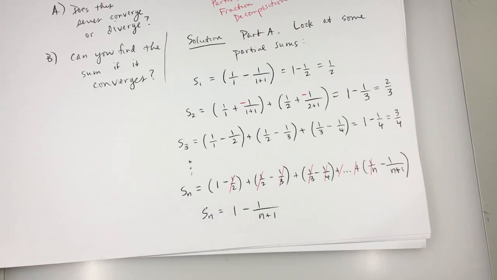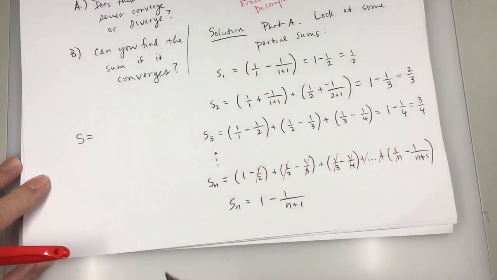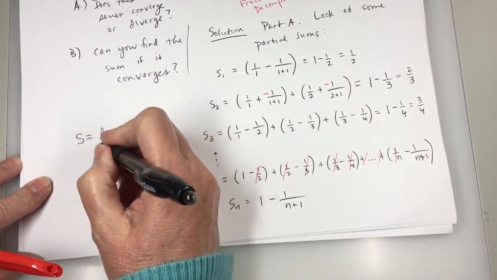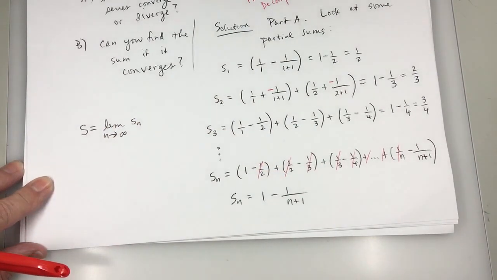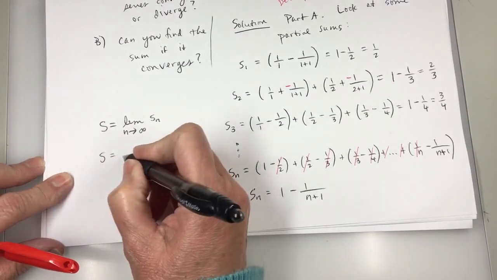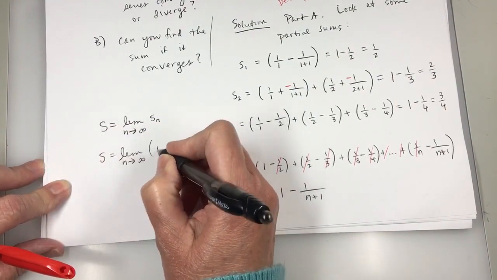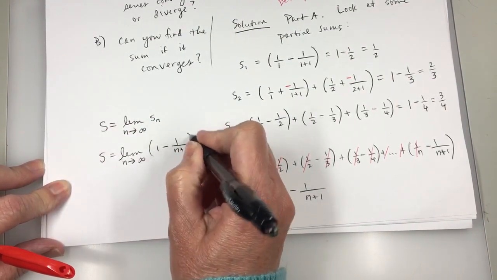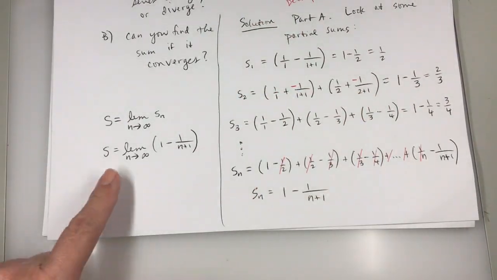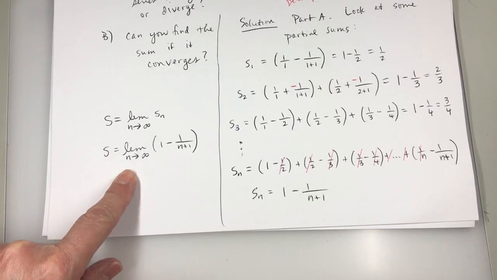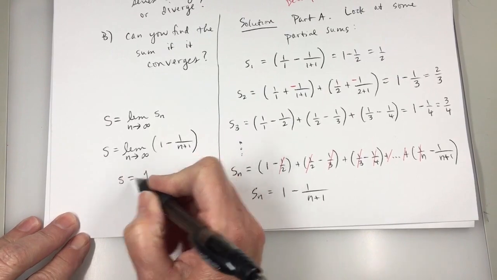And so the sum S is defined as the limit as n approaches infinity of S sub n. So the sum S is the limit as n approaches infinity of 1 minus 1 over n plus 1. Let's separate this. So I continued it over here. And this would be equal to what? That equals 1. So the sum equals 1.